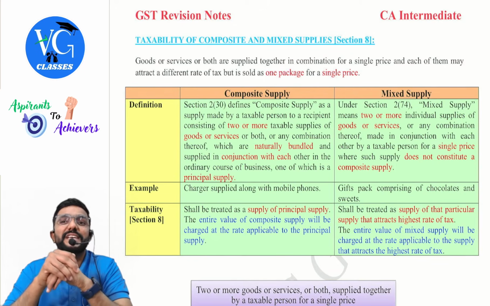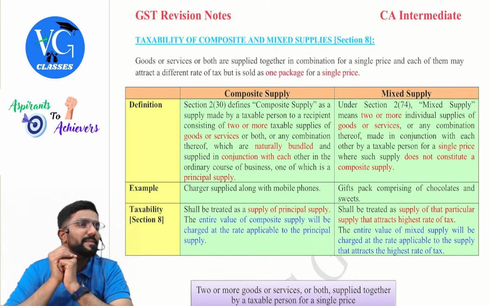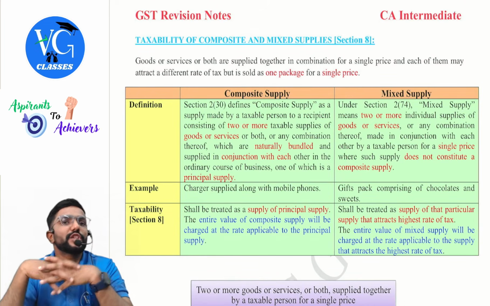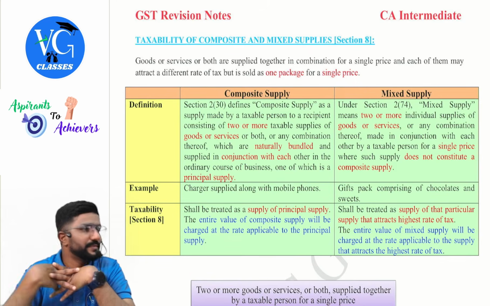Now on 50,000, what is the rate applicable? The rate applicable on the principal supply. What is the principal supply? Laptop. So on the entire 50,000, whatever is the rate on the laptop will be applicable, guys.